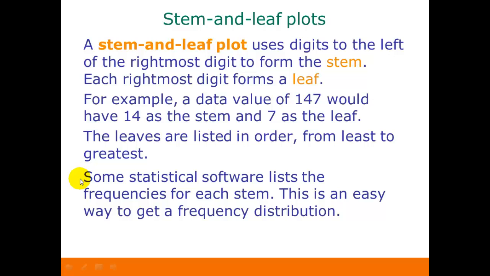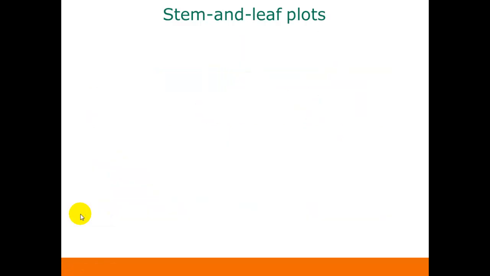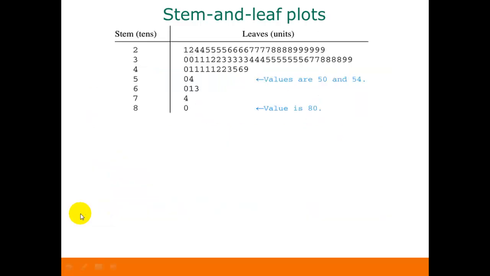And some statistical software, if we have it create a stem and leaf plot for us, actually gives us the frequencies for each stem. So this can be an easy way to get a frequency distribution. So here's an example of a stem and leaf plot. Here are the stems over here, and in this case it told you that the stem represents tens and the leaves represent units.